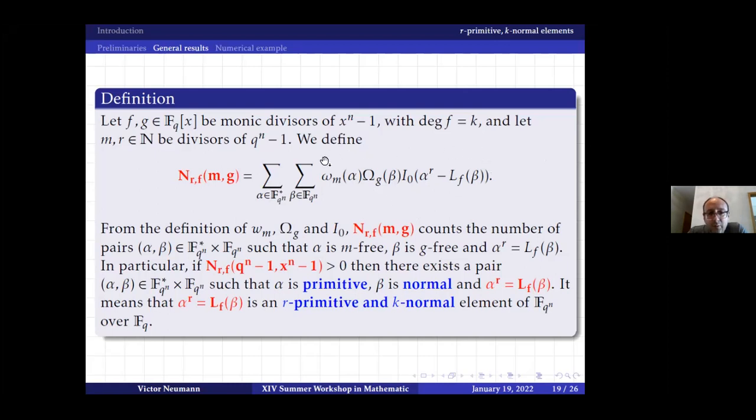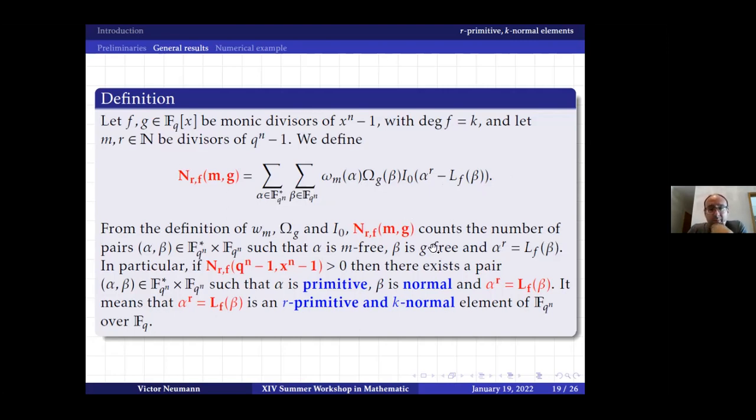But now what does this function count? Well, to count a pair alpha, beta, all of these must be 1. So this function counts the number of pairs alpha, beta such that alpha is M-free, beta is G-free, and this is equal to 0. So alpha to the R equal to L_F of beta. Okay.